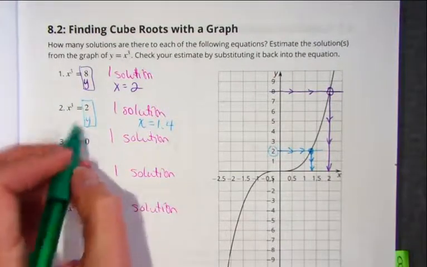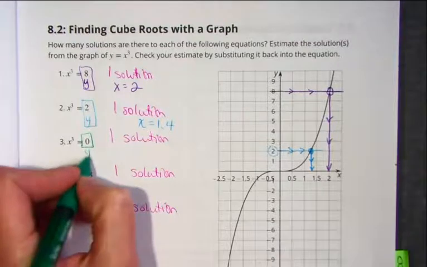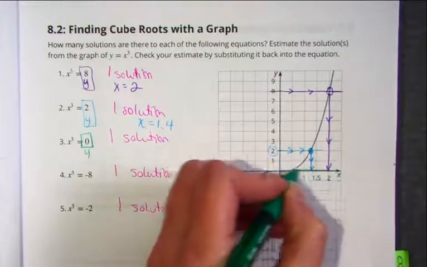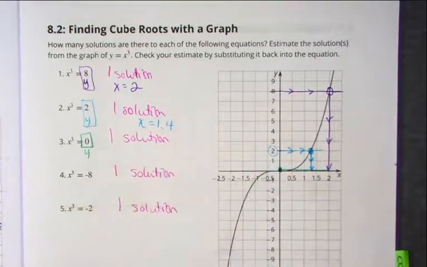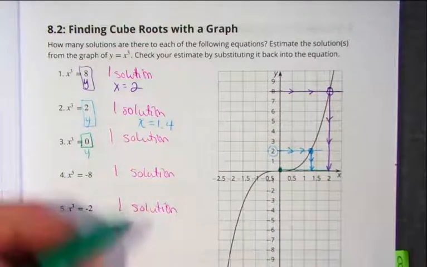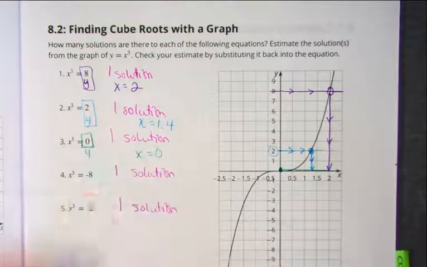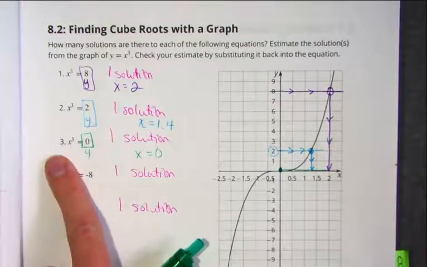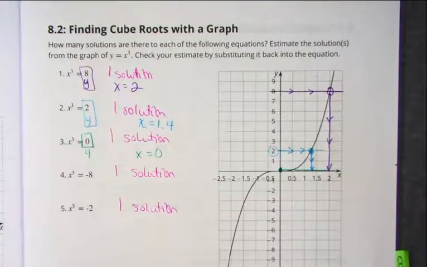Now when our x cubed equals 0, that's right here on the x-axis. Looks like it's got one solution, one input, one output. And 0 times 0 times 0 is in fact 0, so I'm feeling pretty good about that.